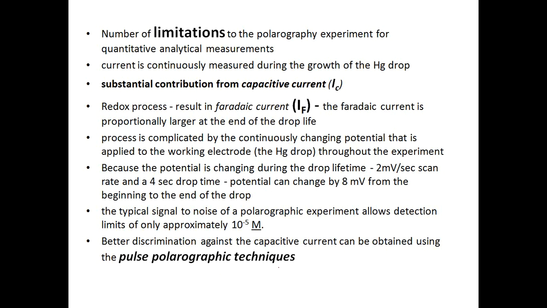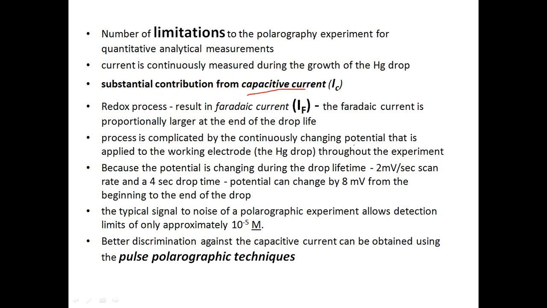But this DC polarography, that is direct current polarography, has some limitations, specifically with respect to quantitative measurements. The major thing here is the current which is measured. It is measured continuously during the formation of the mercury drop, that is, from the time the mercury drop starts forming till it drops into the cell. Till that time the current is measured. So there is a substantial measurement of the capacitive current in the system.